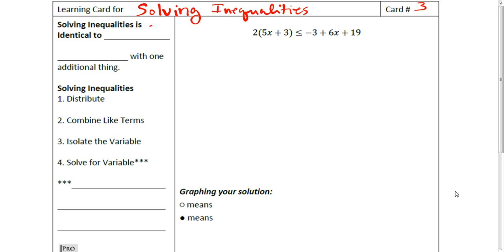Remember, the big thing about solving inequalities is that it's identical to solving equations. So in other words, much like a lot of things we're going to be doing this year, it's really nothing new. We're just going to tweak it a bit. We're still going to worry about distributing first. We're still going to worry about combining like terms on each side of the equal sign.